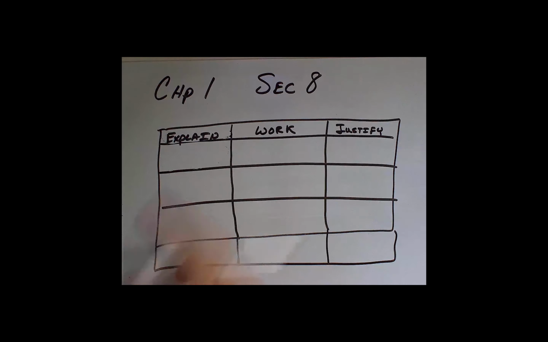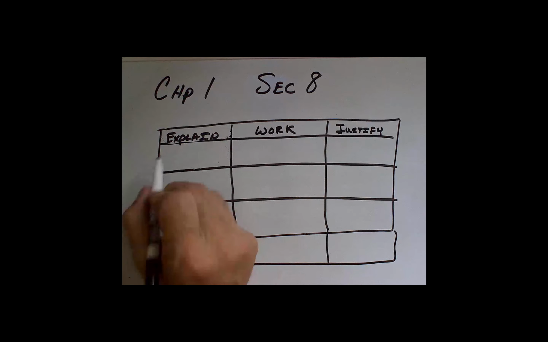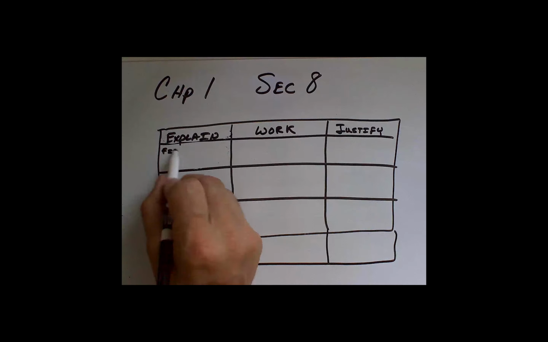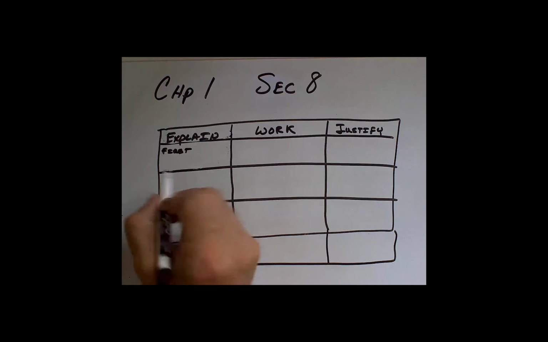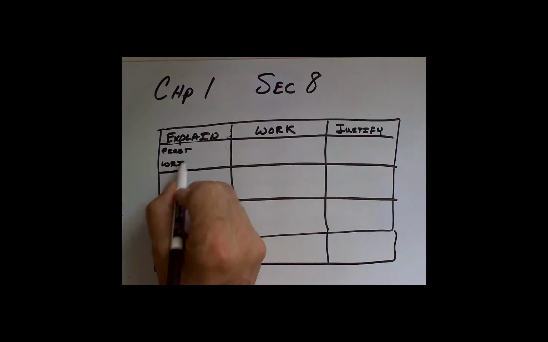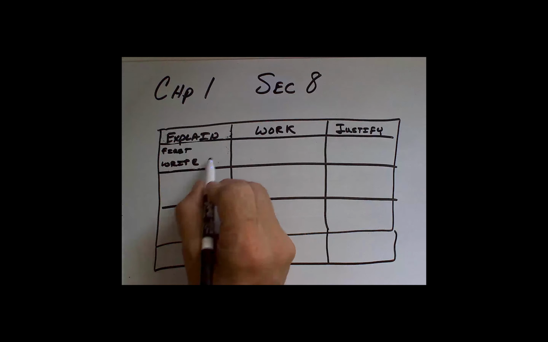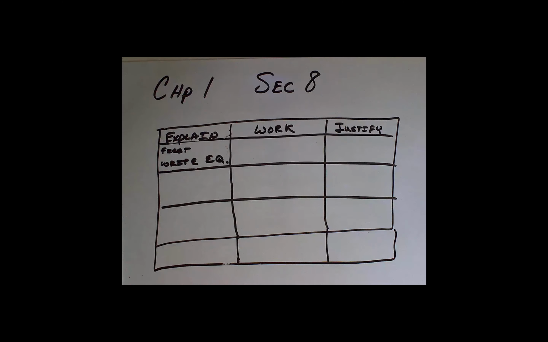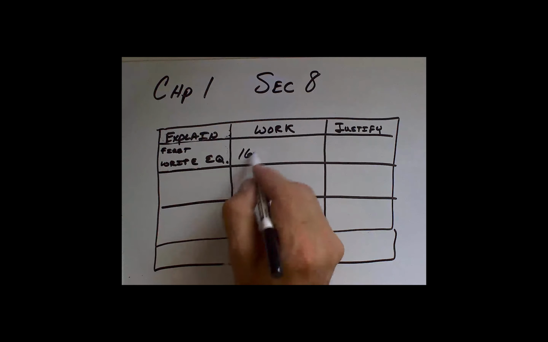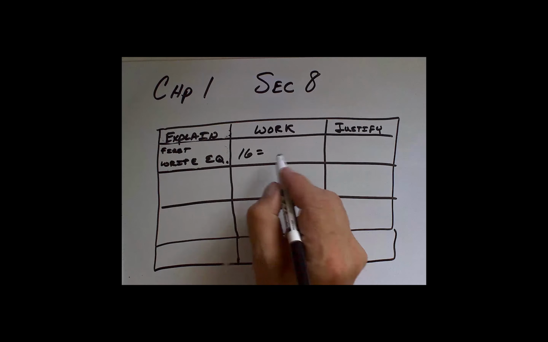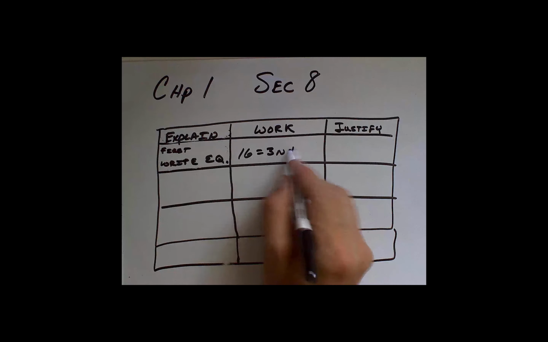Next, we're going to draw a table, and we're going to fill in each of the cells of the table. I'm going to show you how to do this. This will be part of your assignment. First, we're going to explain what we're going to do. So I'm going to say first here, write equation. I'm going to abbreviate it just with EQ. And we're going to write the equation in: 16 equals 3n plus 4.